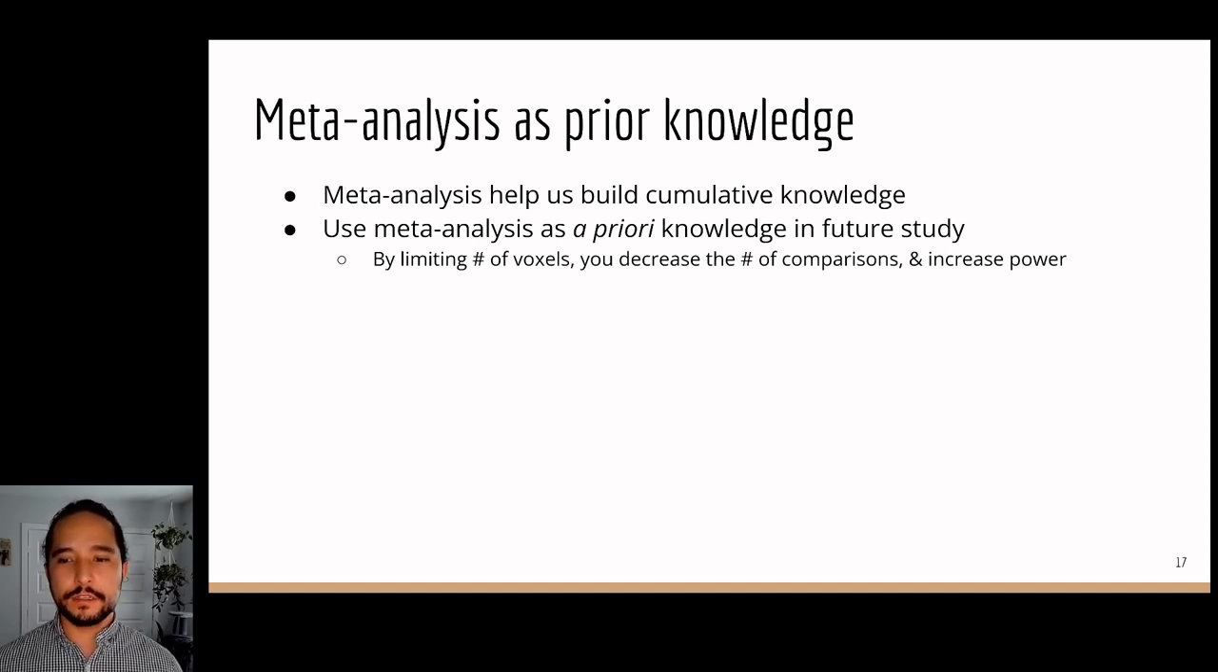And this is a way to form prior knowledge. So meta-analyses help us build this cumulative knowledge that we can use in future studies. And I don't mean this just in the sense that we can use this to form theories, although that's very important. But we can use these meta-analyses as prior knowledge in future studies to increase power. So the way it works is that if you know that you're interested in a particular process, you could use a previous meta-analysis as an a priori mask in order to reduce the number of comparisons.